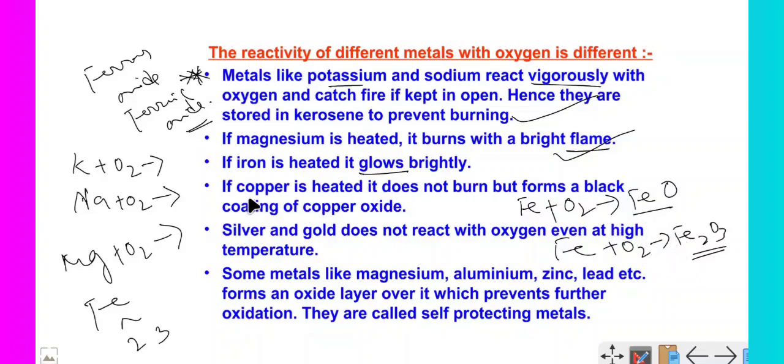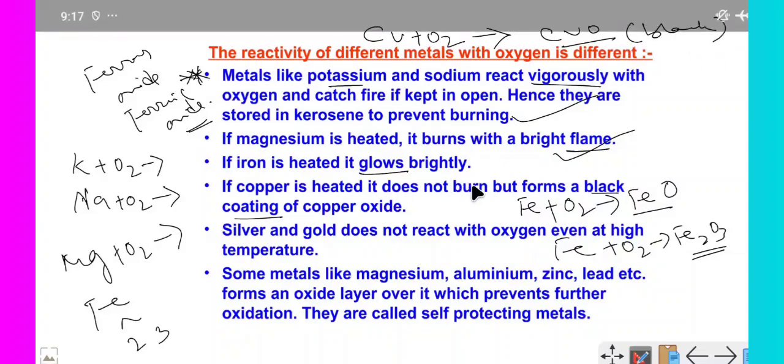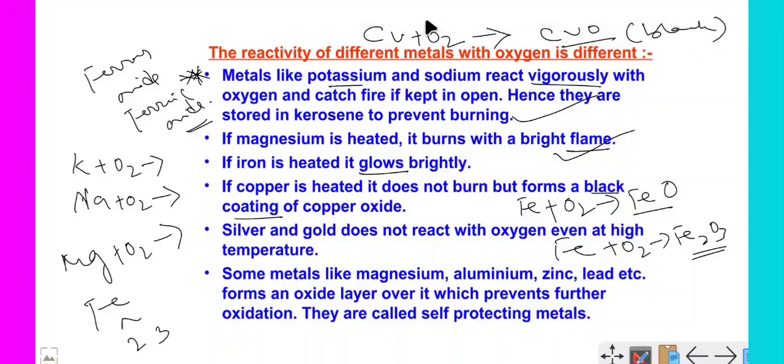Next one is, if copper is heated, it does not burn but forms a black coating of copper oxide. So what happens if copper is treated with oxygen? It does not burn, but a black coating of copper oxide is formed, that is CuO. Which color? Black color.